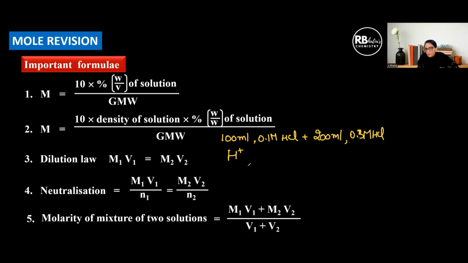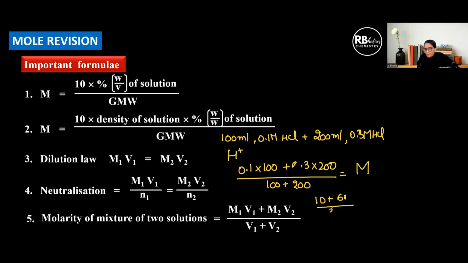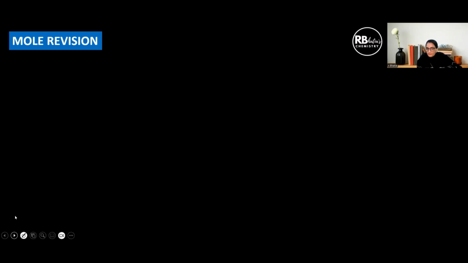Fine. So what am I going to do? M1V1 plus M2V2 upon V1 plus V2. This is going to be the overall concentration. So solve it. 10 plus 60 upon 300. So 70 upon 300 will be the molarity. This is the basic application of the different formulas that we use under molarity.